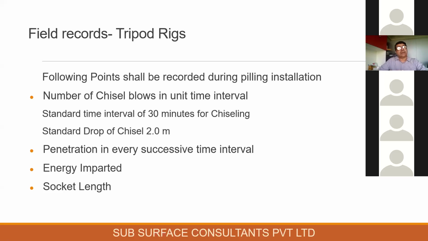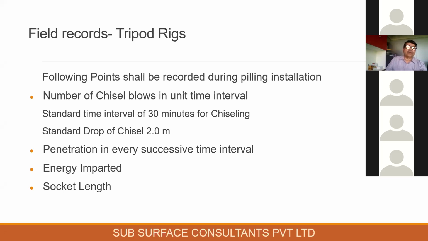And the second thing is that there is a standard drop of 2 meters of the chisel. Now, this standard drop of 2 meters is very important, because it is said that even though the pile hole is full of water, the impact of the chisel can be felt fully if the drop is 2 meters or more. But if you increase it too much more than 2 meters, you will find that there is turbulence in the water or in the pile hole. So too much more is also not desired. So you generally maintain a standard drop of 2 meters.